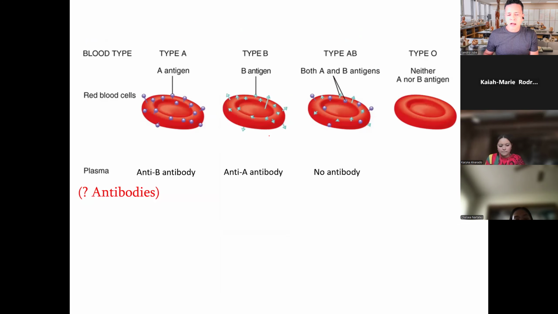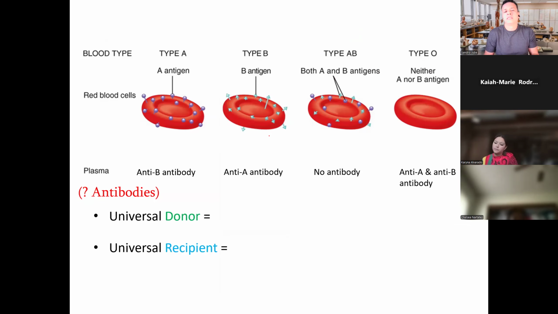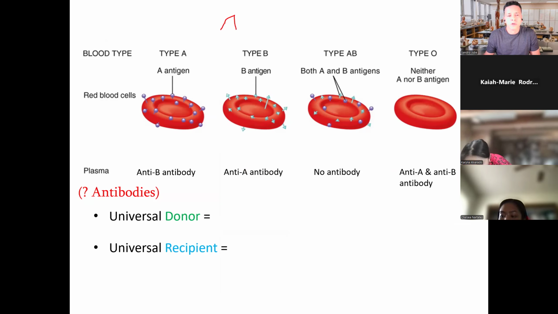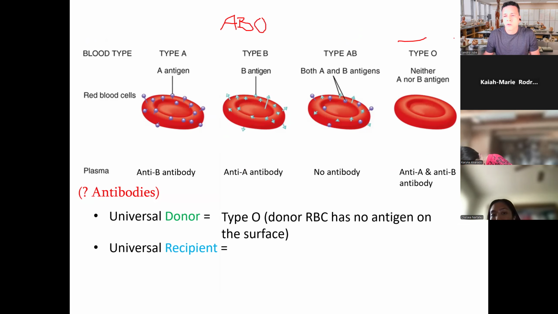Now, with that in mind, let's bring the concept of universal donor of blood and universal recipient of blood. So who can donate blood to anybody? Who can receive blood from anybody? All right, and we're going to specifically talk about the ABO blood group type now. So who is a universal donor? A universal donor is a type O.